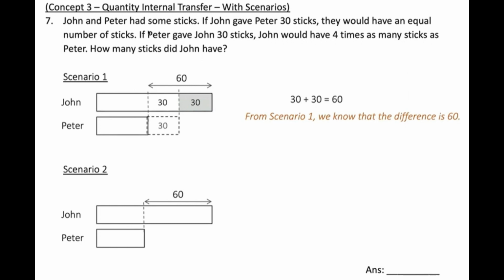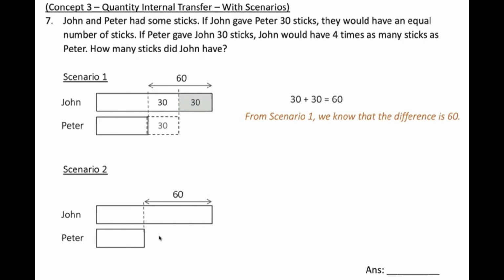See that if Peter gave John 30 sticks, John will have 4 times as many sticks as Peter. So this statement is actually question number 6. The same concept. So we are combining two things together. So this is what happens when you're in Primary 5. Things get complicated because they're combining several concepts into one question.